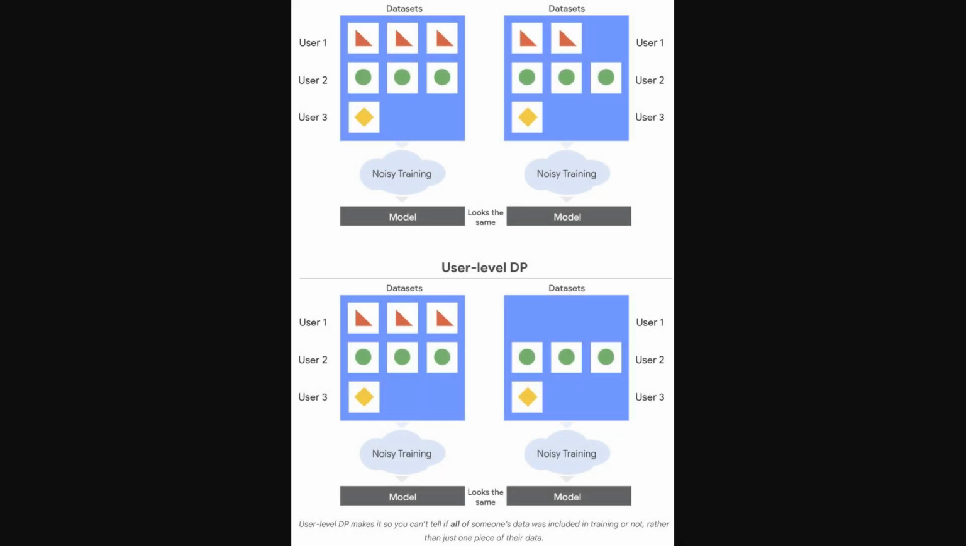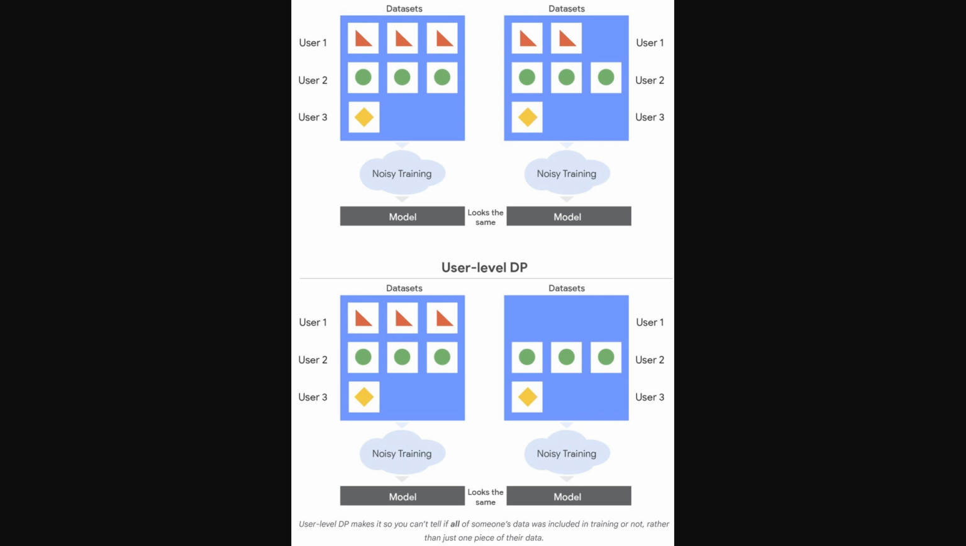Alright, to help visualize this stronger user-level differential privacy guarantee, this diagram presents two scenarios. In the first, we see a dataset containing data from multiple users. For instance, user 1 contributes several triangle-shaped data items, user 2 contributes circles, and user 3, a diamond. This dataset then undergoes noisy training. That's the part where randomness is introduced to protect privacy to create a model.